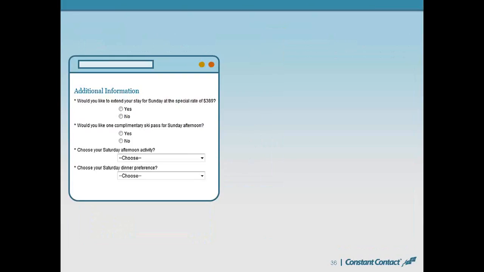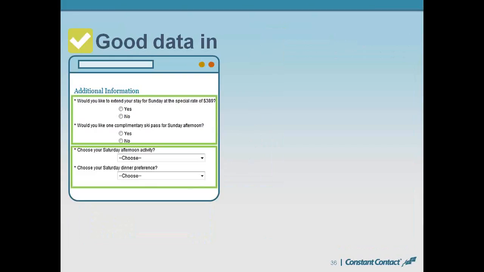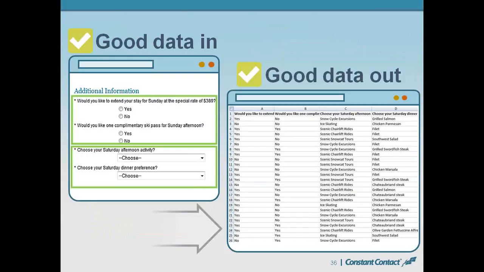The best approach is to provide options in response to each question. Look at this form and how the event manager has made it easy for the registrant by asking yes or no questions or providing a selection of responses in a drop-down menu. Then, when the event manager looks at the data, they'll find a very clean data set that can be easily sorted, filtered, analyzed, etc., making it much easier to make decisions and changes in the event strategy. So remember, good data in equals good data out.